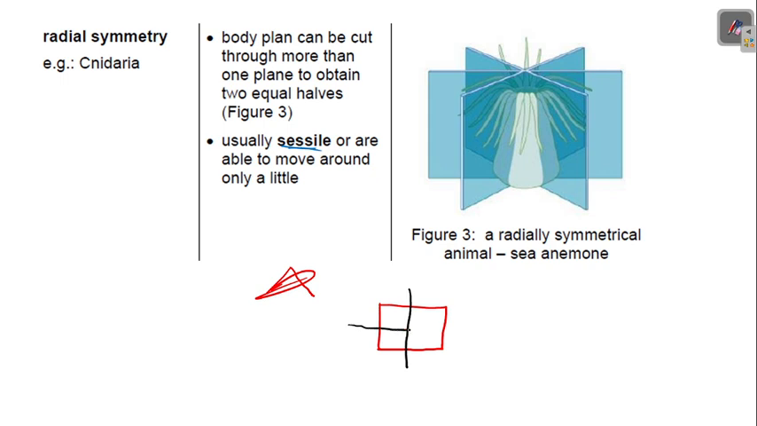If I cut it from the other direction, will I have two identical halves? Yes, I will. If I cut it from this direction, will I have two identical halves? Yes, I will. So basically, you can cut it from any plane, from any direction, and you will still have two identical halves. That is your radial symmetry, which mostly is your phylum Cnidaria. Cnidaria is your jellyfish. If you cut a jellyfish from any plane, you will have two identical halves.